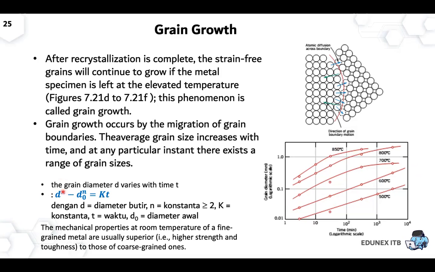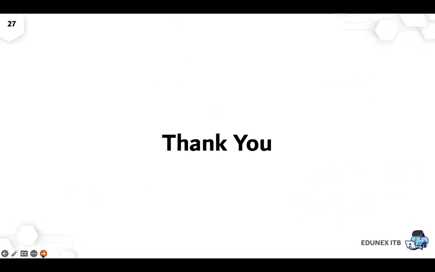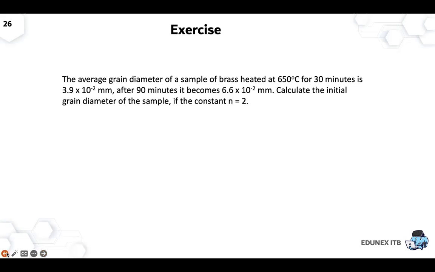The mechanical properties at room temperature of a fine-grain metal are superior to those of a coarse-grain metal. Okay, so I think that's all about the strengthening of the metal. It is the average grain diameter of the brass, for example, and then you heat it up, check that, and then you can get the constant estimate.